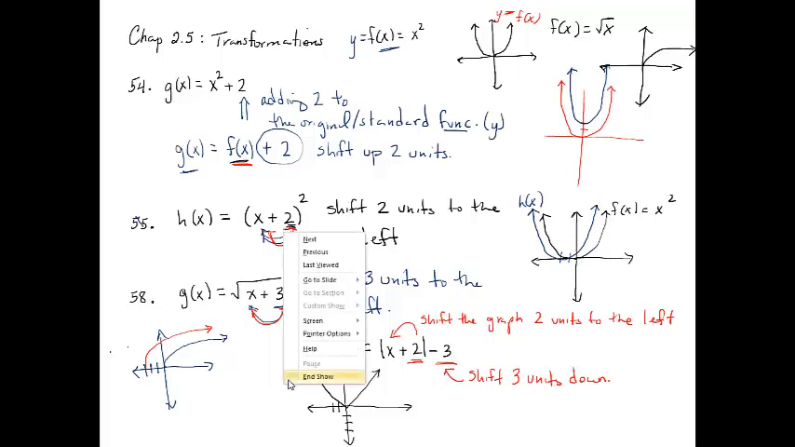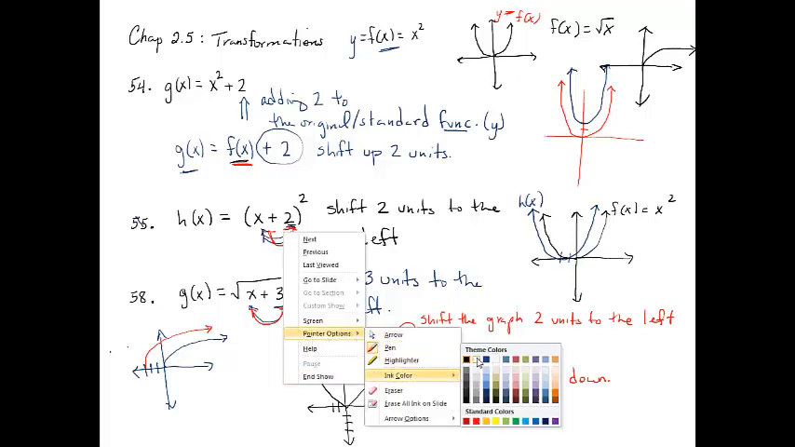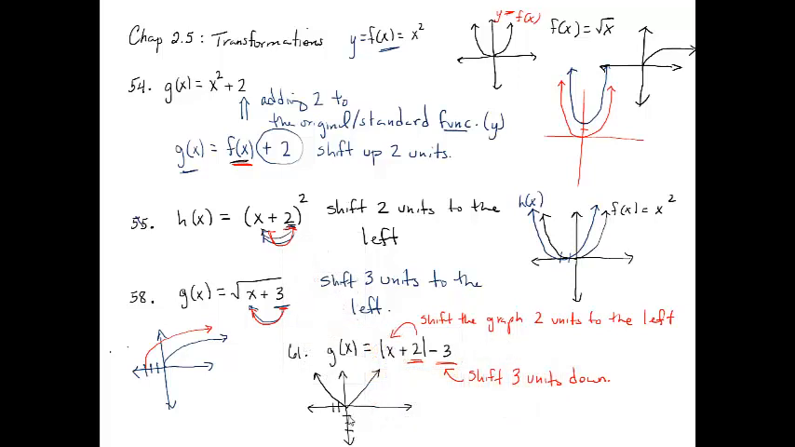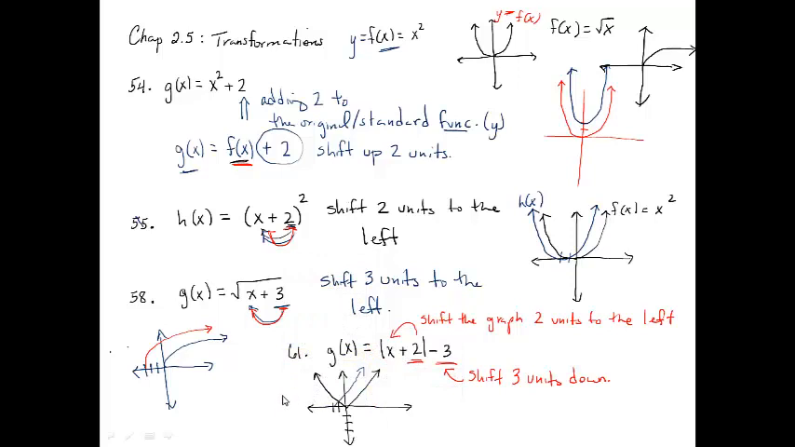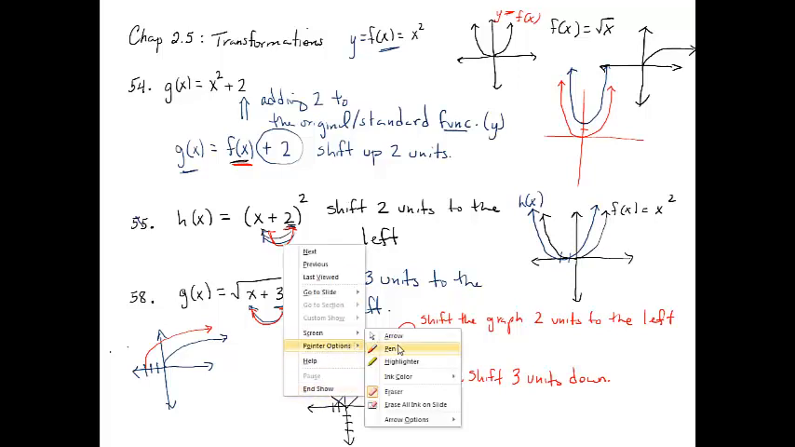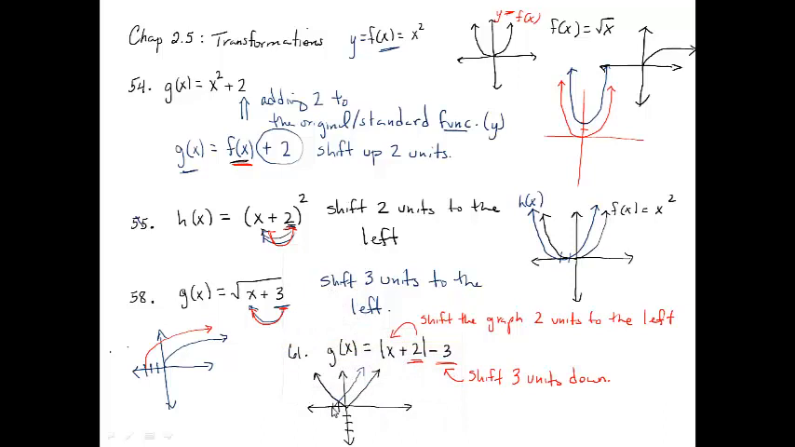And let's change my color here. We're going to do this in steps. Let's do the 2 units to the left first. So adding 2 to x gives me this. I shift 2 units to the left. Oops. Okay, 2 units to the left. And I end up with this. This blue graph represents the absolute value of x plus 2.